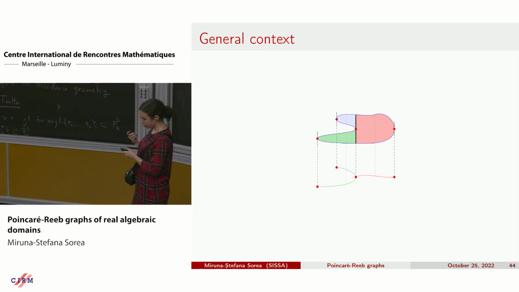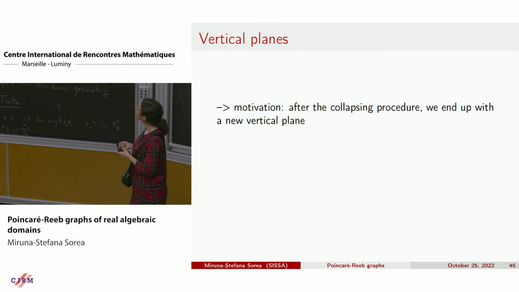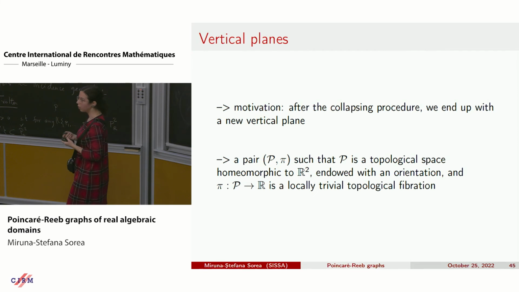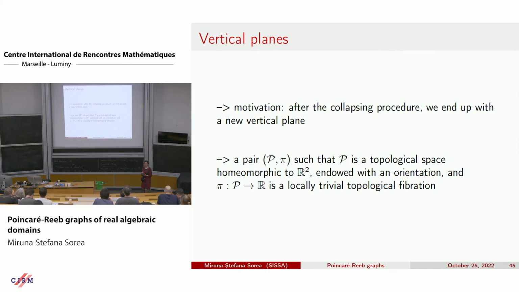So this motivated us to give a general definition of where one could apply these graphs. We say that a pair (P, π) is called a vertical plane if P is a topological space homeomorphic to R^2, and π is a locally trivial topological fibration.